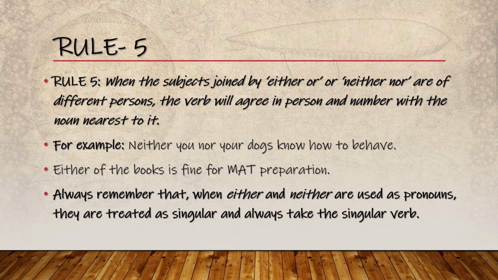Rule 5. When the subjects joined by either or neither nor are of different persons, the verb will agree in person and number with the noun nearest to it. For example, neither you nor your dogs know how to behave. Either of the books is fine for mat preparation. Always remember that, when either and neither are used as pronouns, they are treated as singular, and always take the singular verb.